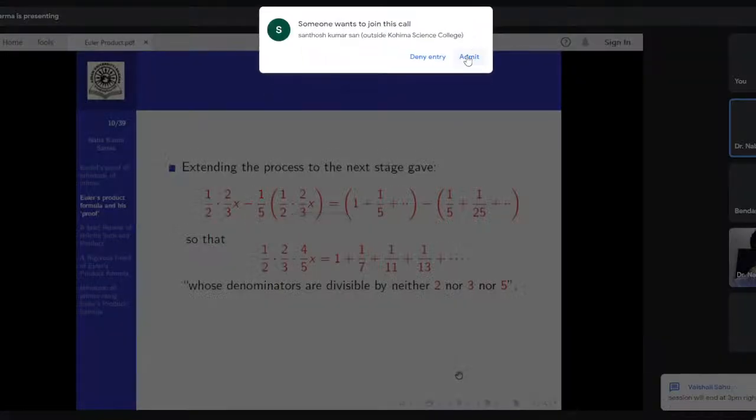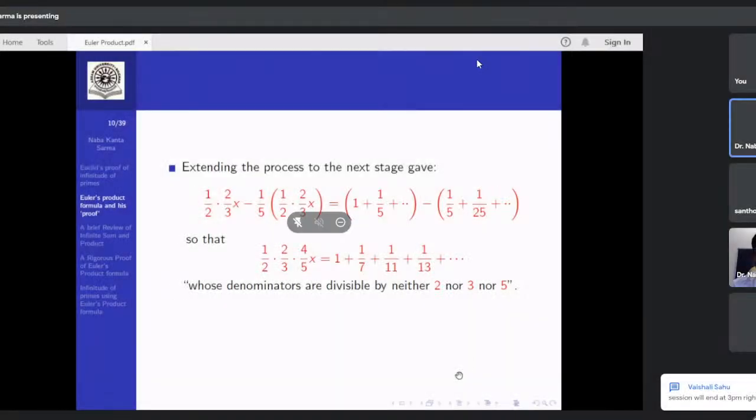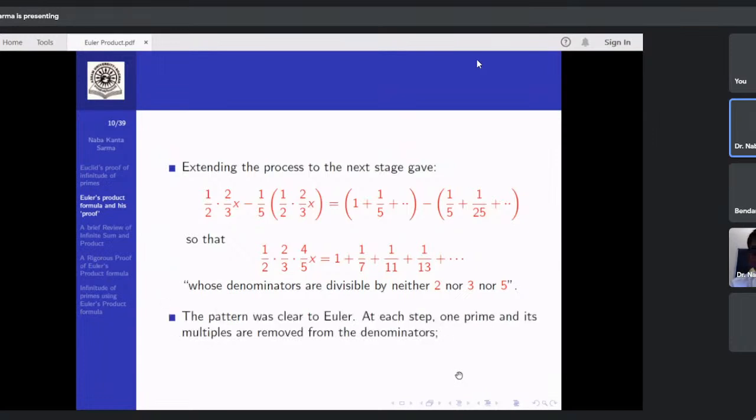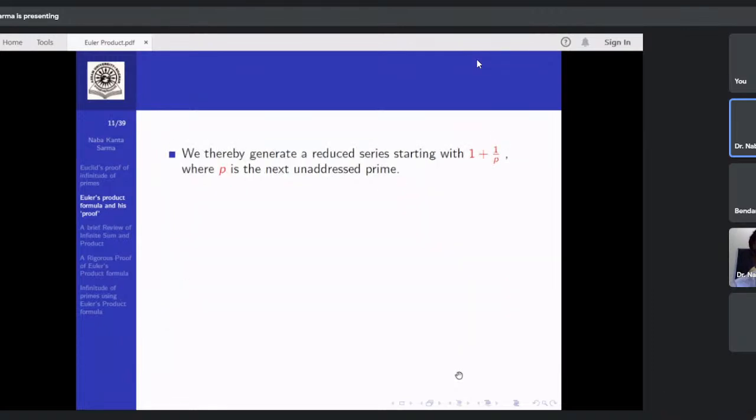Then again he divided by 5 and then subtracted to get almost the same pattern. Half, 2 by 3, 4 by 5, and the right hand side series started with 7. Now the prime 5 and all its multiples have also gone. So the pattern was clear to Euler. At each step, what is happening? One prime and its multiples are removed. We thereby generate a reduced series.